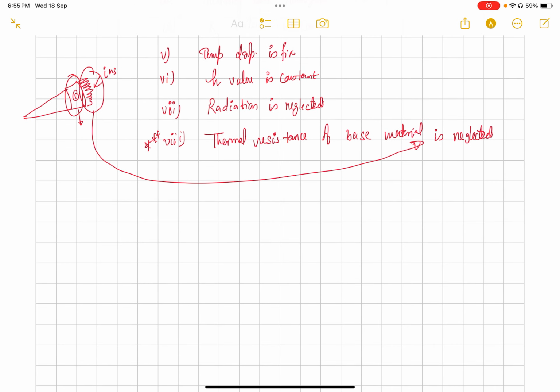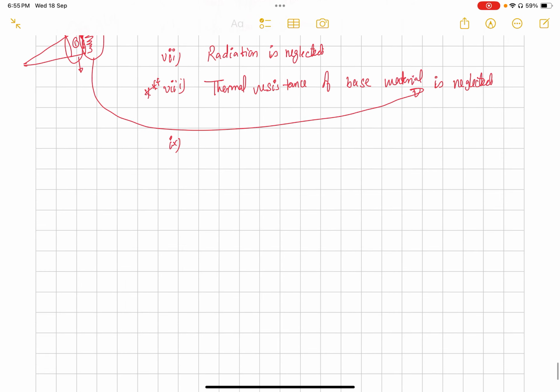And when we are insulating, some interface is generated, and at the interface we know that contact resistance is also there, but we are assuming perfect contact. It means the contact resistance between the two surfaces, that is at the interface, is 0.